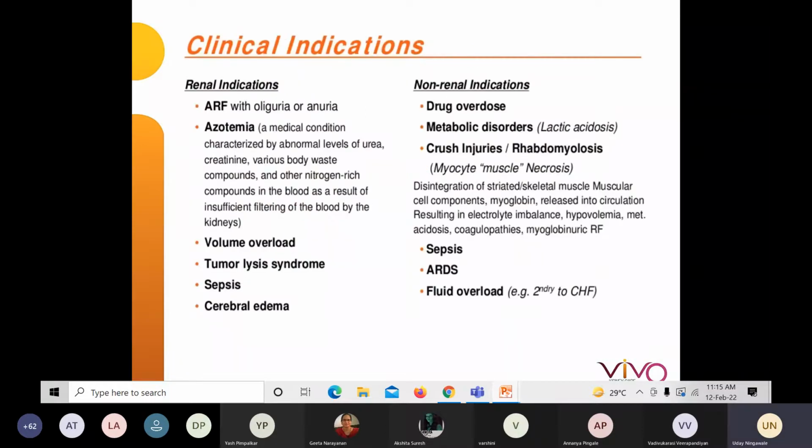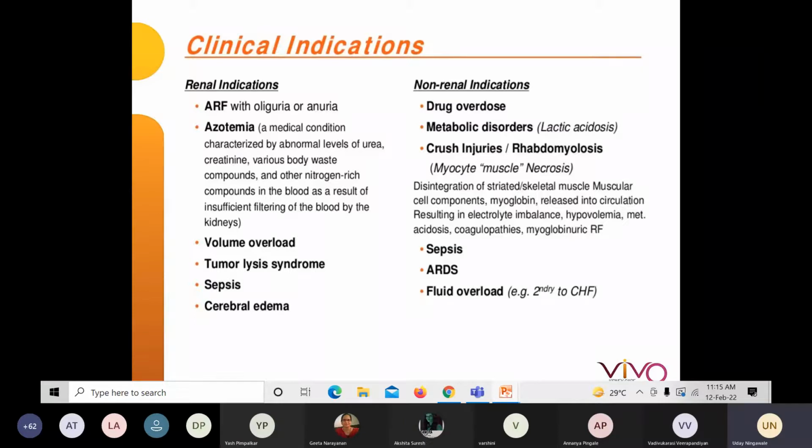In the renal indications, ARF with oliguria means the patient passes less than 400 ml of urine over 24 hours. Generally, it has to be 1.5 liters and above, but hardly within 24 hours it passes only 400 ml of urine. So the condition comes as oliguria, and the renal function is deteriorating.